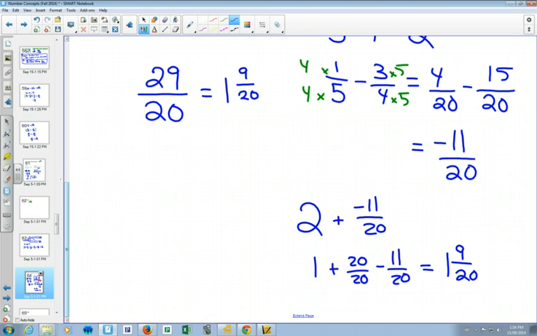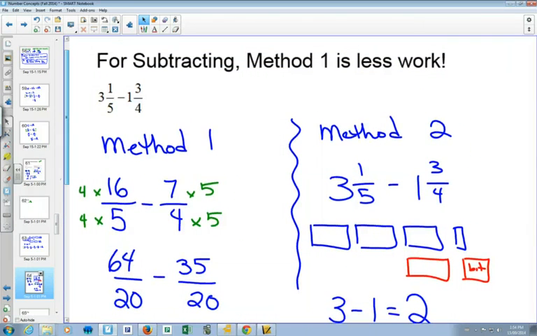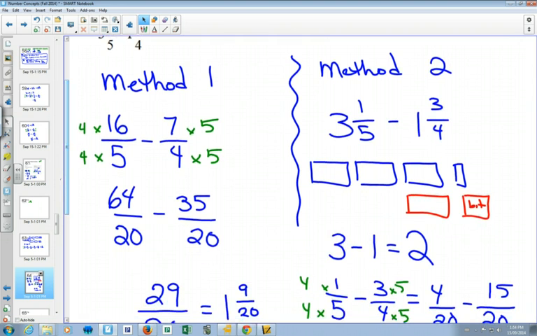So because subtracting sometimes gets us into the situation where we eat more than we had, right? When I was working with my pieces, I ended up with negative 11 out of 20. That makes method 2 sometimes harder, and sometimes people make more mistakes in that case. So that's why at the beginning of this I said, for subtracting, even though you end up with bigger numbers, sometimes method 1 is easier.